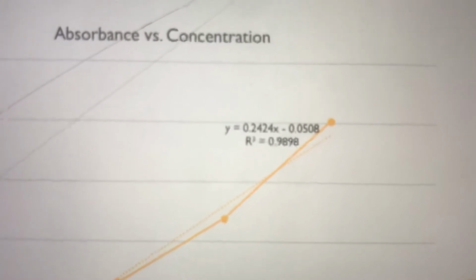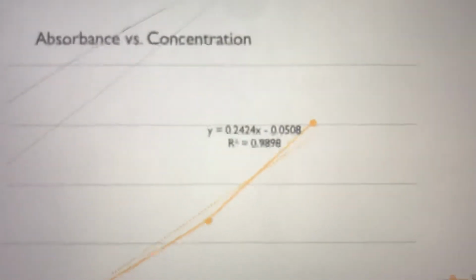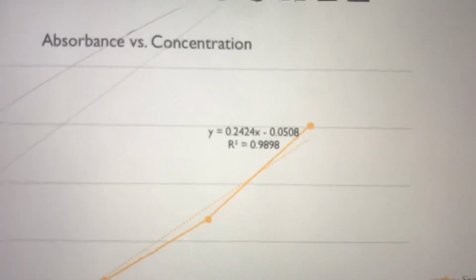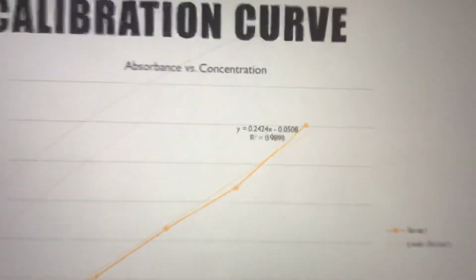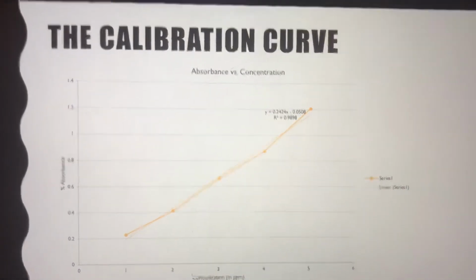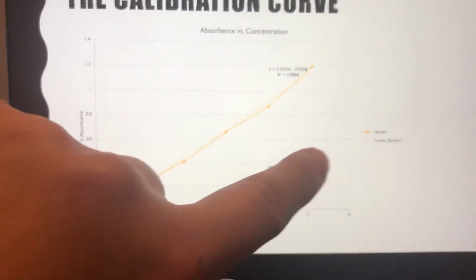Okay, so, I'm sorry, rather, it's the exit step. So what we're looking for most out of that equation is the slope, and that's 0.2424. That is equal to our proportionality constant, which is going to help us out a lot in Beer's law and calculating subsequent things.